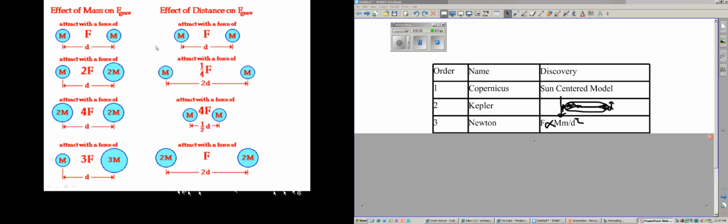Here's some examples of the relationship he came up with. What Newton did is he said that distance is inversely squared when you're calculating the force of gravity. So for example, if we double the distance, you get a quarter of the force. If you half the distance, you get 4 times the force. You can also vary things like mass and different things like this, and this will help you understand the relationship.